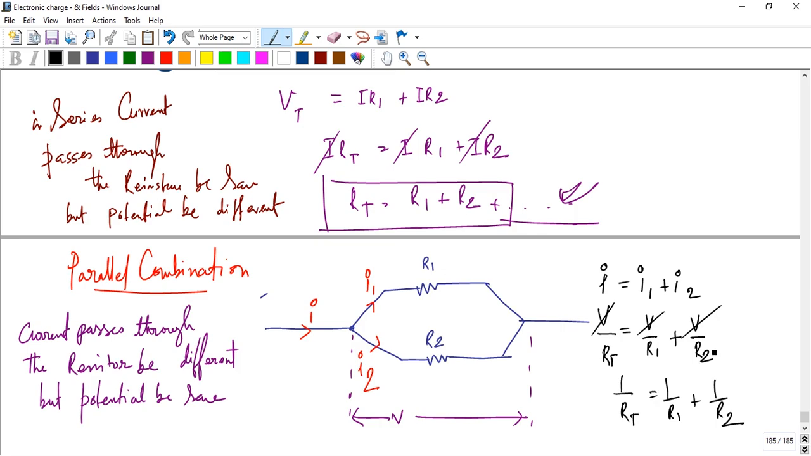And you see that very carefully. That's the opposite of the capacitor series and parallel. Remember this for capacitors, series or parallel.